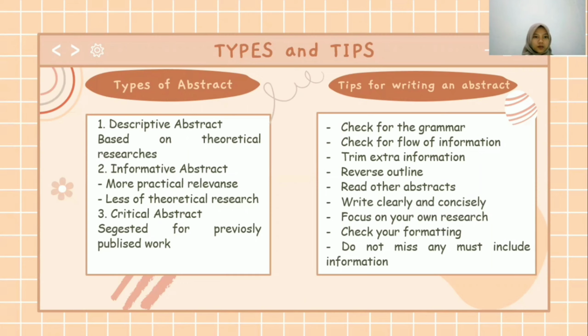Then there are tips for writing an abstract. Follow these simple tips: check the grammar, check the flow of information, trim extra information, reverse outline, read other abstracts, write clearly and concisely, focus on your own research, check your formatting, and do not miss any must-include information.